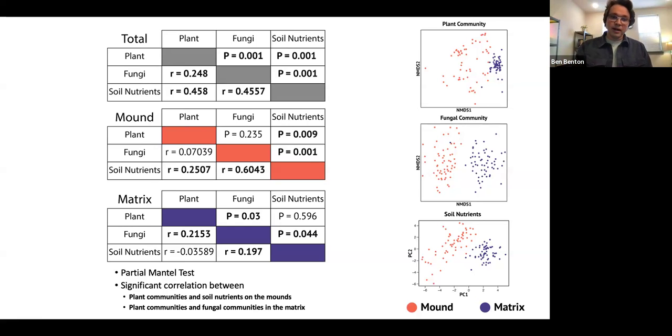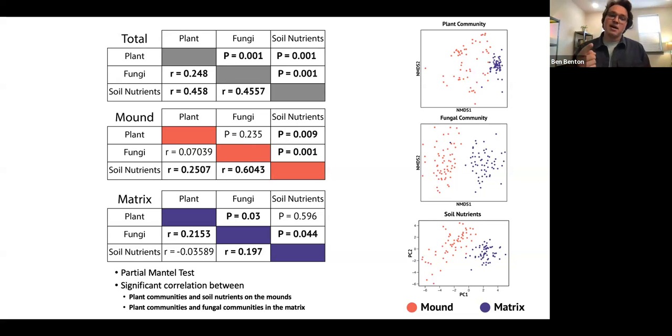But when you go 25 meters off the mound and you're in the prairie matrix, you see a switch. The plant communities were associated with the fungal community similarity. So the more similar any two plant communities in the matrix were, the more similar the fungal communities were. But there was no relationship between the plant communities in the matrix and similarity of the soil nutrients. So moving off the mound into the matrix, we see a shift from plant communities being associated with soil nutrients to plant communities being associated with the fungal communities.